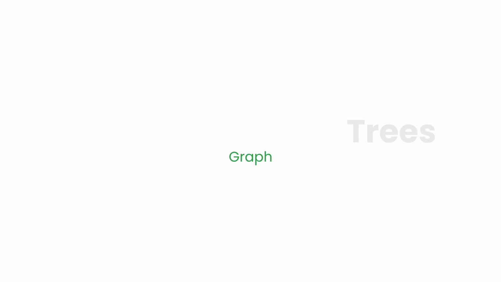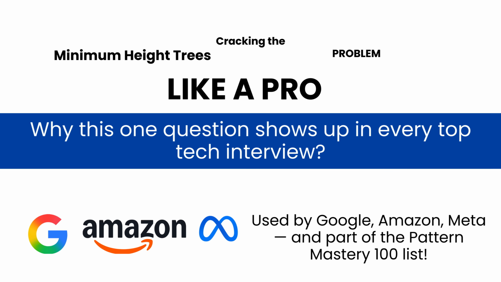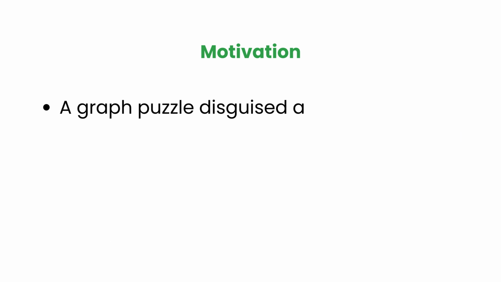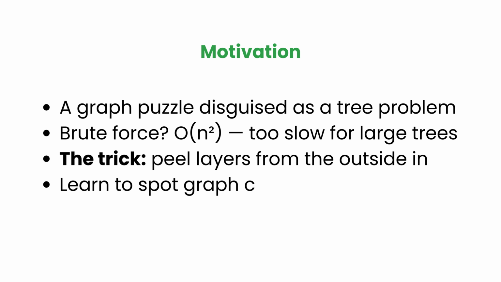Minimum height trees looks innocent, until you try every root and blow up to O(n squared). Big tech interviewers love this because the optimal trick is stunningly simple. Peel the tree from the outside in until 1 to 2 centers remain. Master this, and you'll be ready for graph center/diameter problems on the spot.